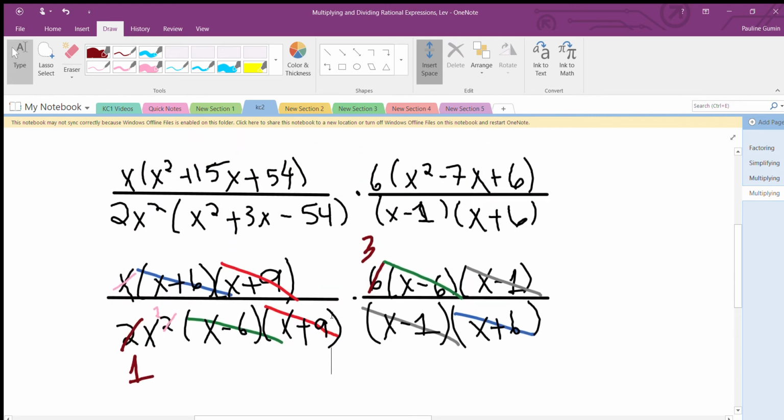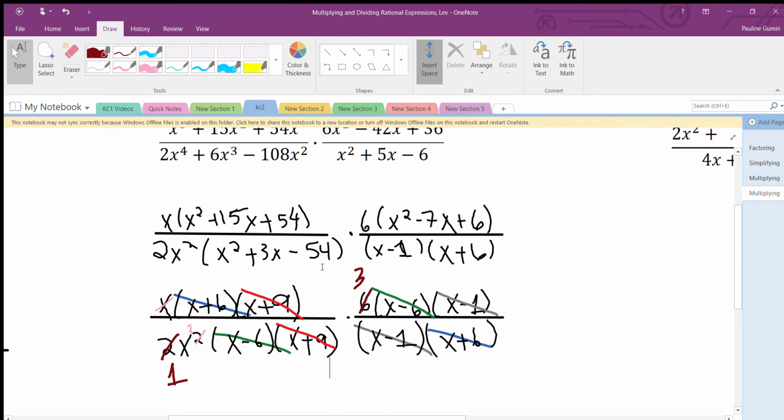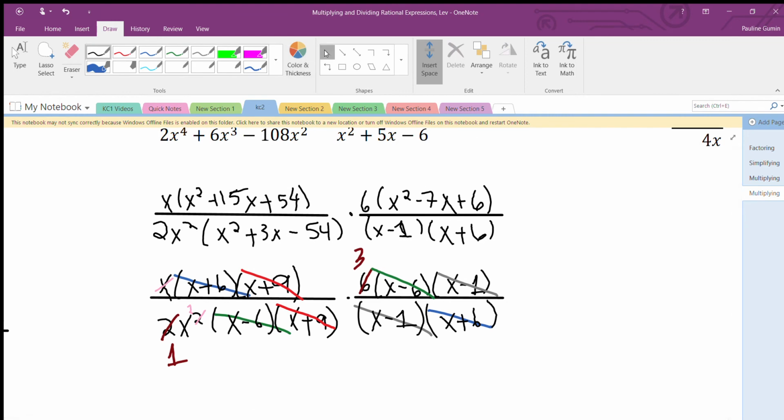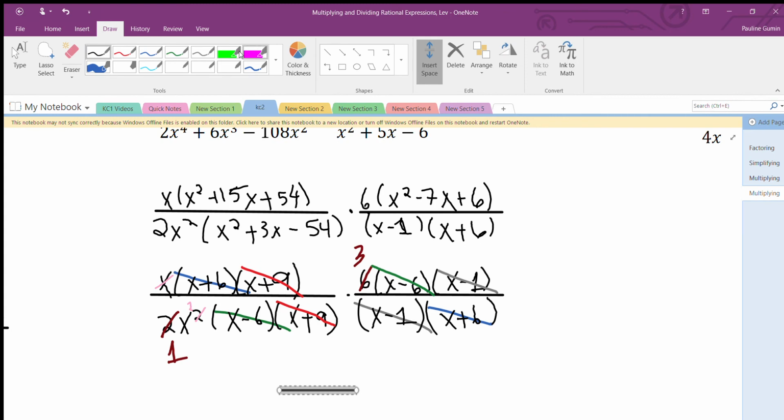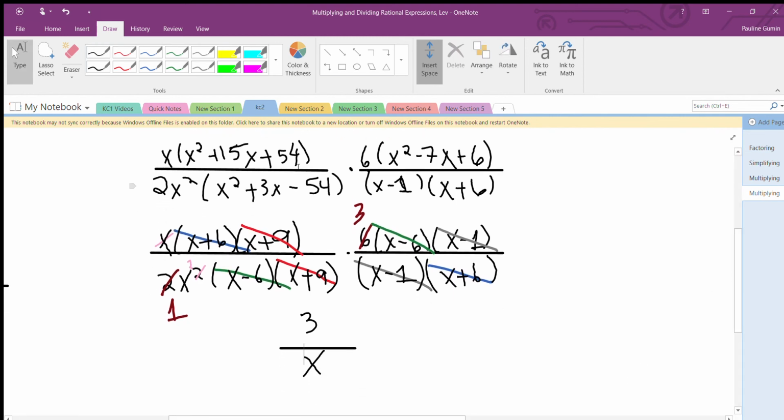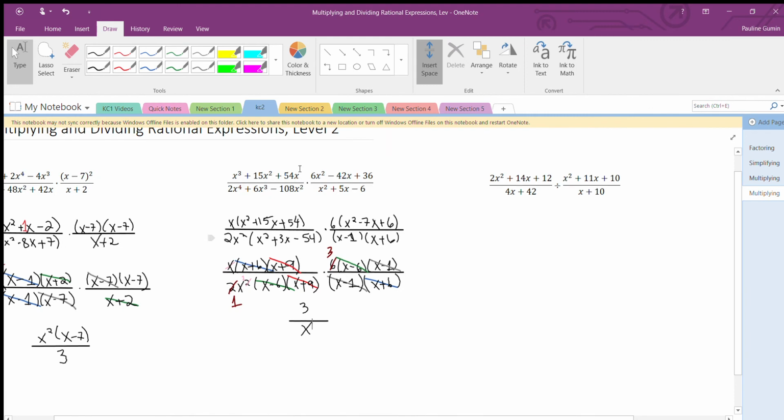Okay. You ready? This is awesome. This totally makes my day each time math turns out beautiful like this. And you'll see what I mean in just a second. After all that commotion, canceling, we are left with 3 over x. Ah, how beautiful is it? Very. That's how beautiful it is.